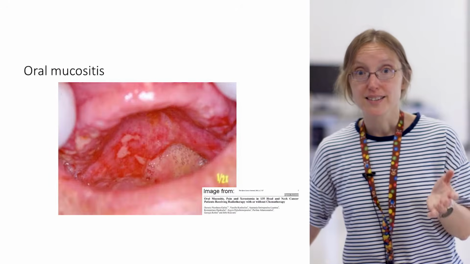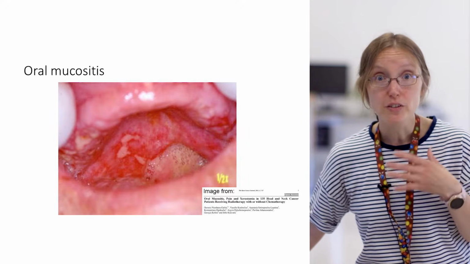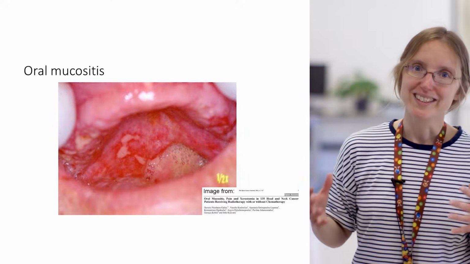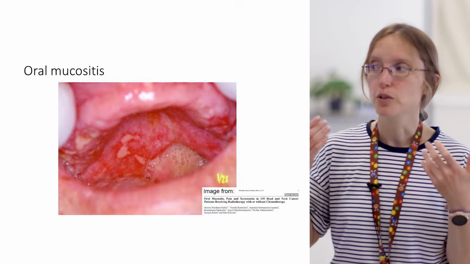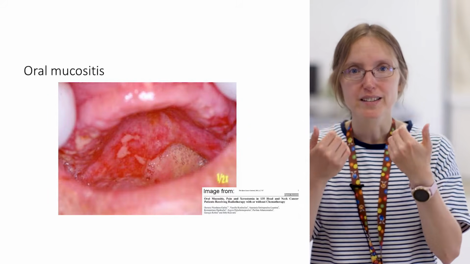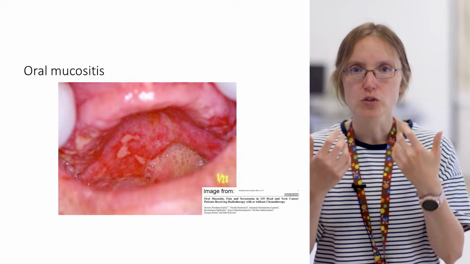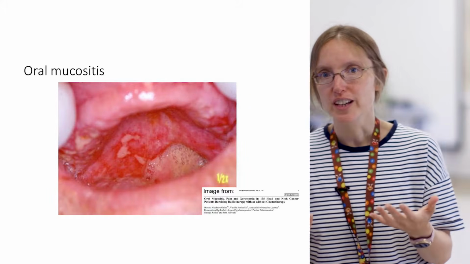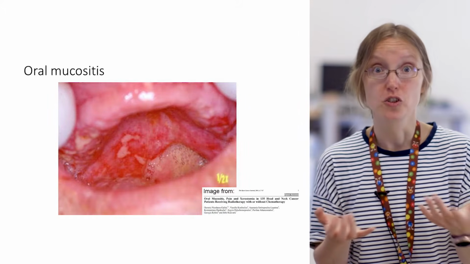As I said, just as it goes red and angry on the outside, it can also go red and angry on the inside. So this is a patient with mucositis. All the linings on the inside of the mouth are red and sore and peeling, and you can understand why it's therefore difficult for these patients to enjoy food.